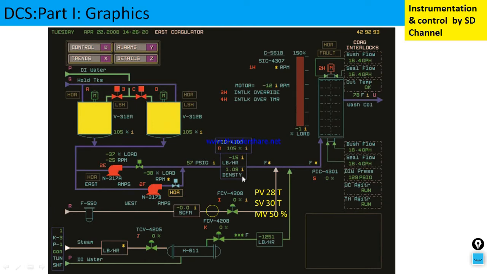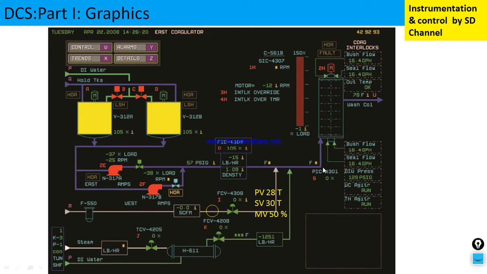This is the graphics part, where the operator can monitor the whole plant condition. Suppose this is an FCB, a flow control loop. The operator can see the set value is 30 ton, PV is 28 ton, 2 tons is deviation, MV is 50%. So if action is required, he can open the control valve more, 55% for example, to catch the set value of 30 ton. This way the operator can control the whole system through HIS, Human Interface System, or operating station OPS.